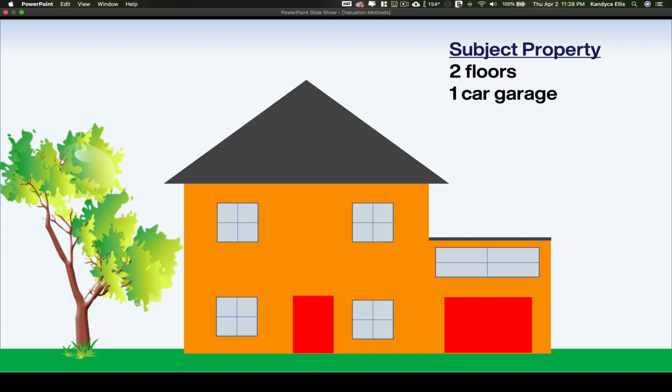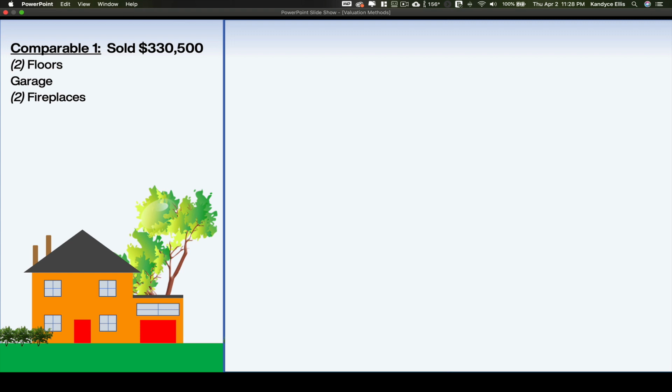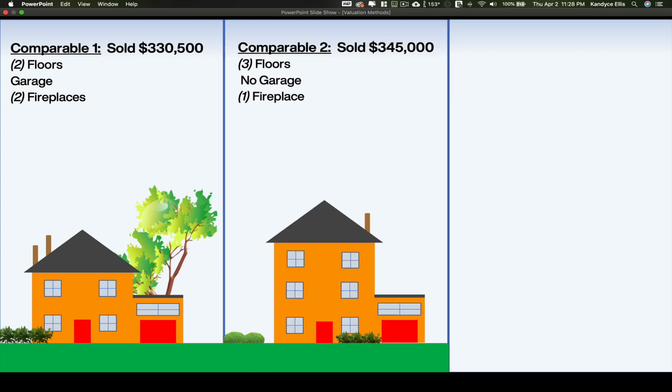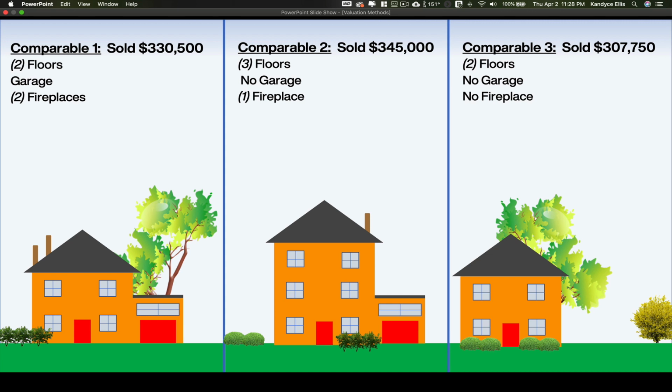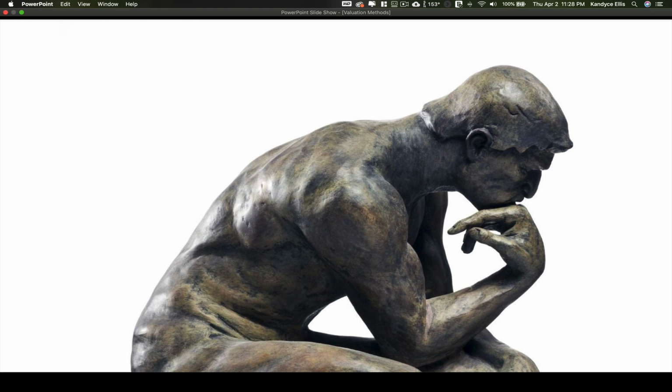Our first comparable property has 2 floors, a garage, and 2 fireplaces. It sold for $330,500. Comp 2 has 3 floors, a garage, and a fireplace. It recently sold for $345,000. And Comp 3 has 2 floors, no garage, and no fireplace, and recently sold for $307,750. The appraiser looks at each comp and says, "This comp sold for X amount with these features. How much do I think it would have sold for if it had had the features of our subject property?"